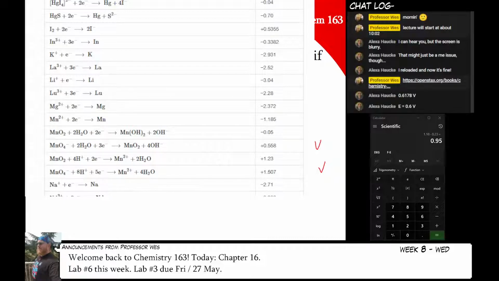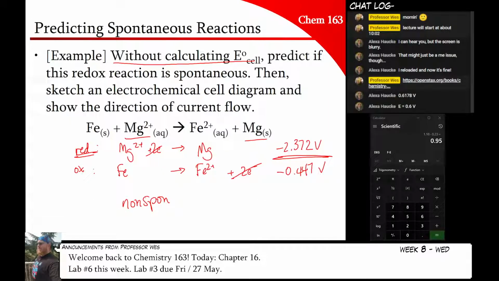Alright. Remember, the more negative one needs to be at the anode. But what have we done? Uh-oh. So, our guess for this would be non-spontaneous. You can't see what I'm writing because this is in the way. There we go. So again, the more negative thing should be at the anode, but where did we put it? Uh-oh. So this reaction is non-spontaneous. The reverse reaction would be spontaneous.